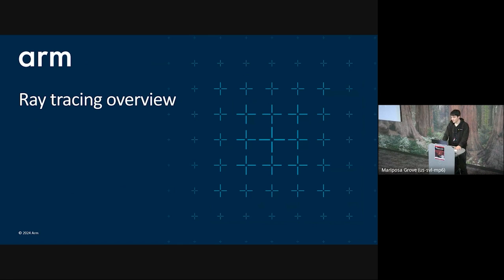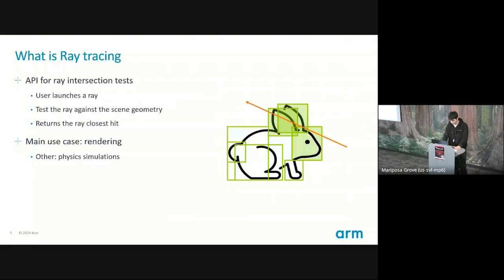First, I would like to start with a quick reminder about how ray tracing works. I would suggest everyone who is interested in the basic details to review our last year's presentation for more information. What exactly is ray tracing? Ray tracing is an API for ray intersection tests. The API allows the user to define a ray origin and a ray direction, and test it against the scene geometry. The default behavior of the API is to return the closest hit that the ray will intercept in the scene. The Vulkan ray tracing API is very flexible.